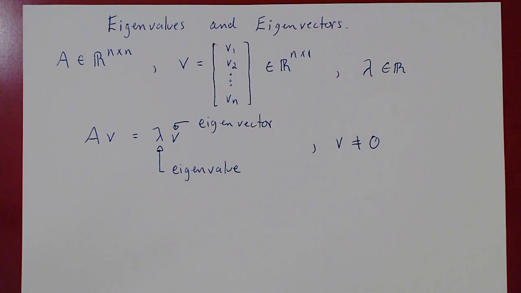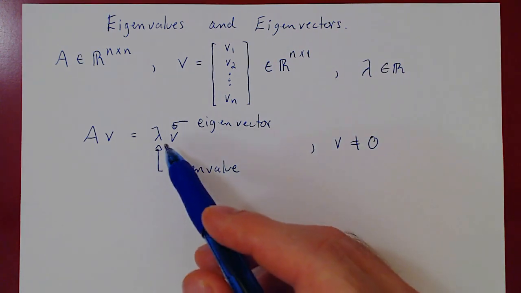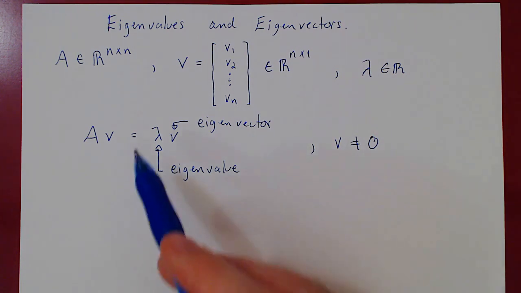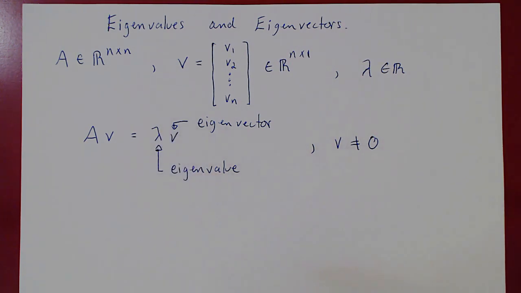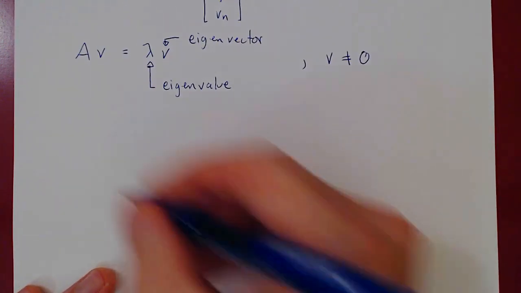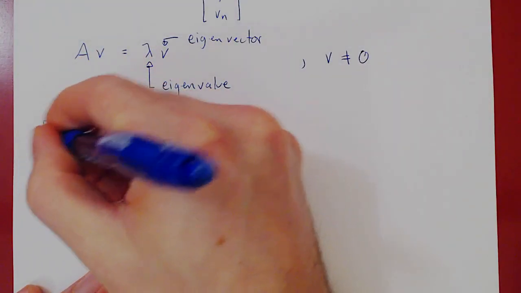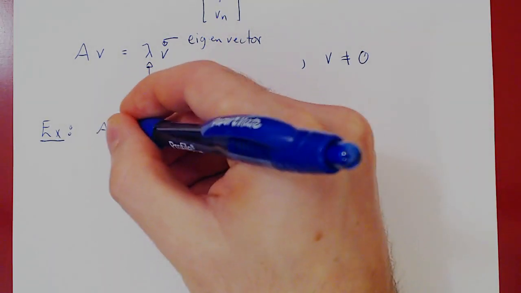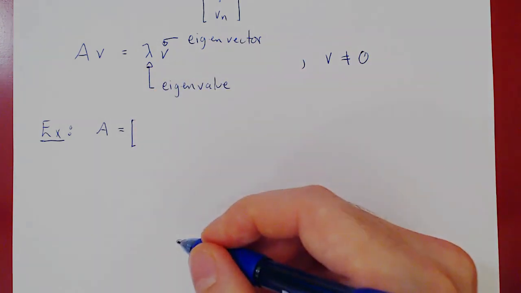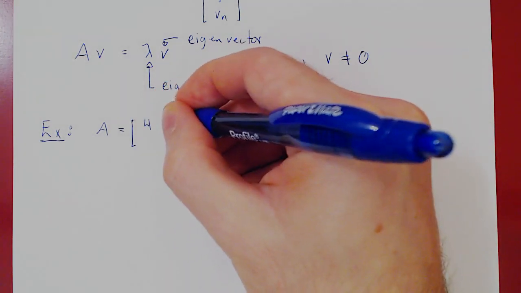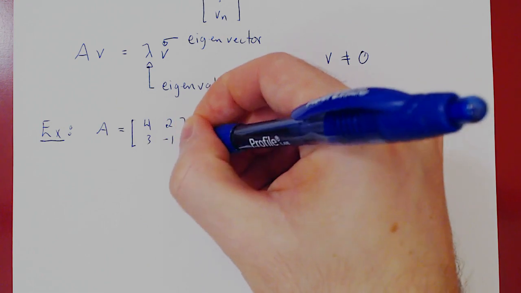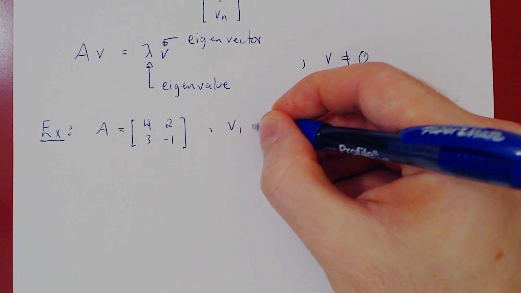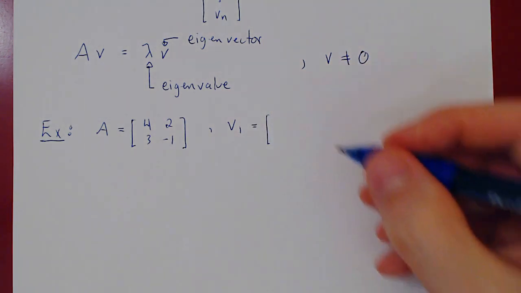Let's consider an example where we have an explicit eigenvalue and eigenvector V. And then we'll ask in general, how do we find an eigenvalue-eigenvector pair? So here's an example. We'll take a 2 by 2 matrix. We'll take A to be the matrix 4, 2, 3, negative 1. And we'll take as our first vector, call this V1, the 2 by 1 vector 2, 1.